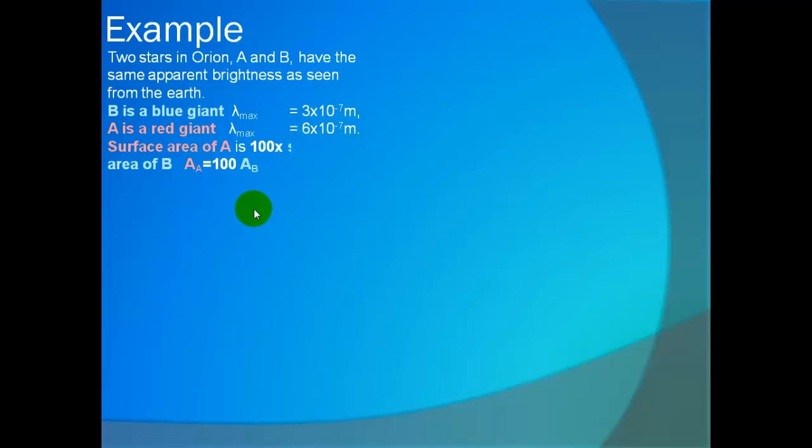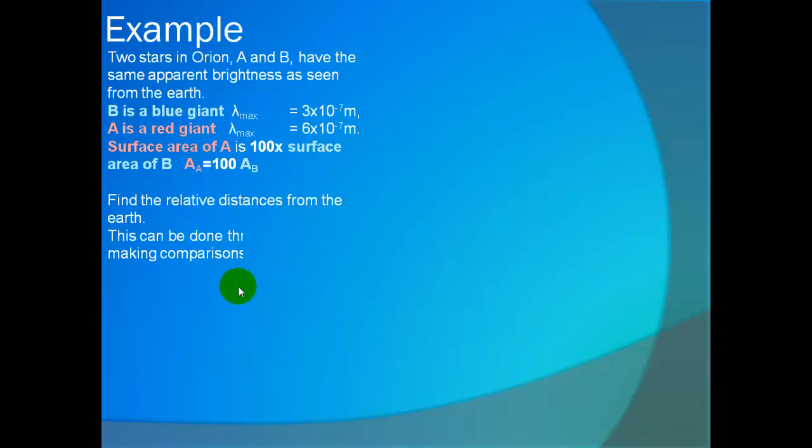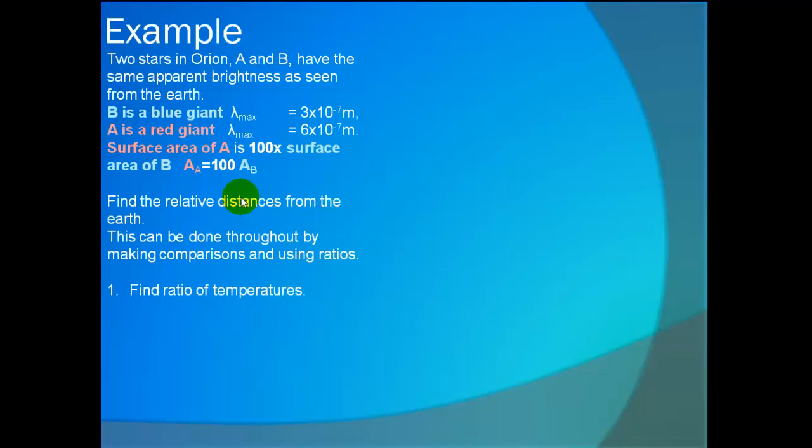You also know that the surface area of A, the red giant, is 100 times the surface area of B. We have to find the relative distances from the Earth. This can be done by making comparisons and using ratios and those three formulae that I mentioned. First of all, find the ratio of temperatures, displacement law. Then we find the ratio of the luminosities using the Stefan-Boltzmann law. Then we find the ratio of the squares of the distances using the fact that b is equal to L over 4 pi r squared.